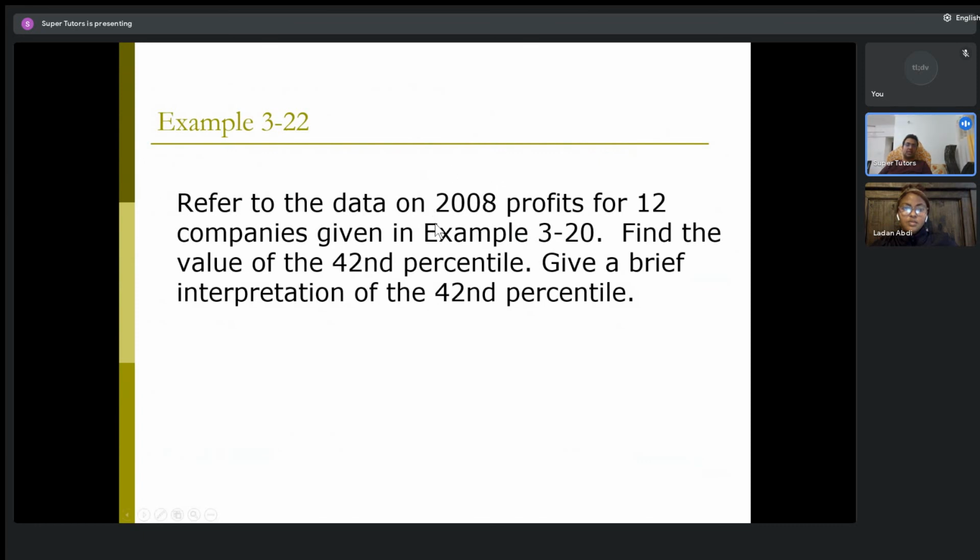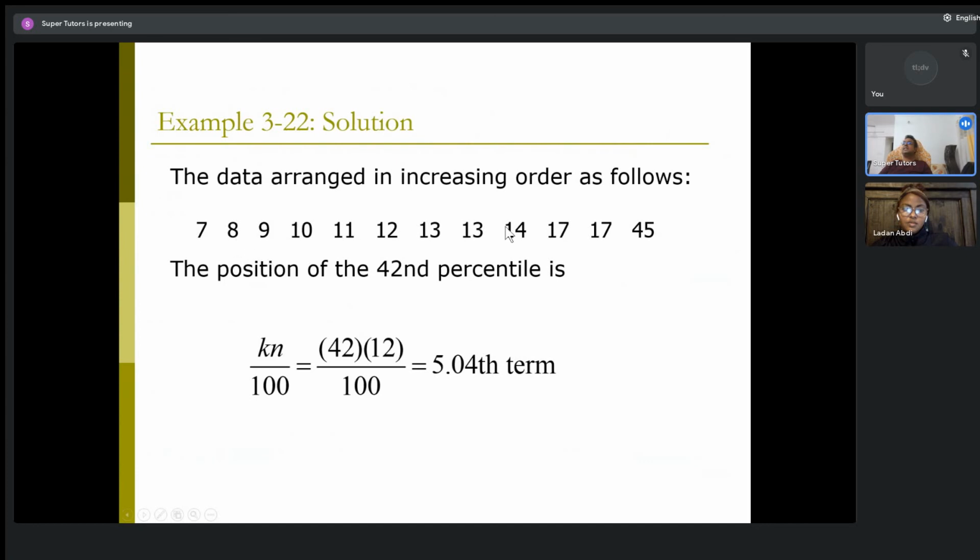Looking at the same dataset, 2008 profits, find the value of the 42nd percentile. How do we do that? We first arrange it in increasing order, and then I have to grab the kn upon 100th term, where k is 42. N is the sample size. So the 42nd percentile is what I'm looking for. So k is 42 times the 12 values here. So 42 times 12 divided by 100 equal to fifth term.